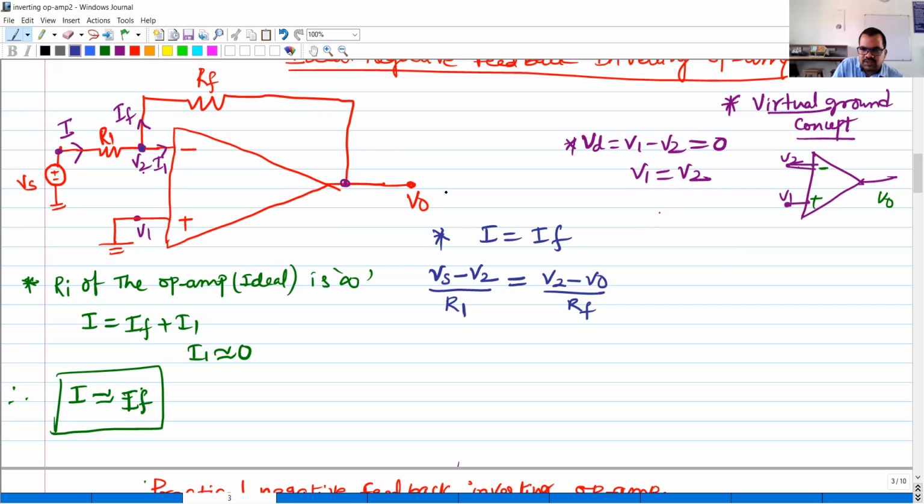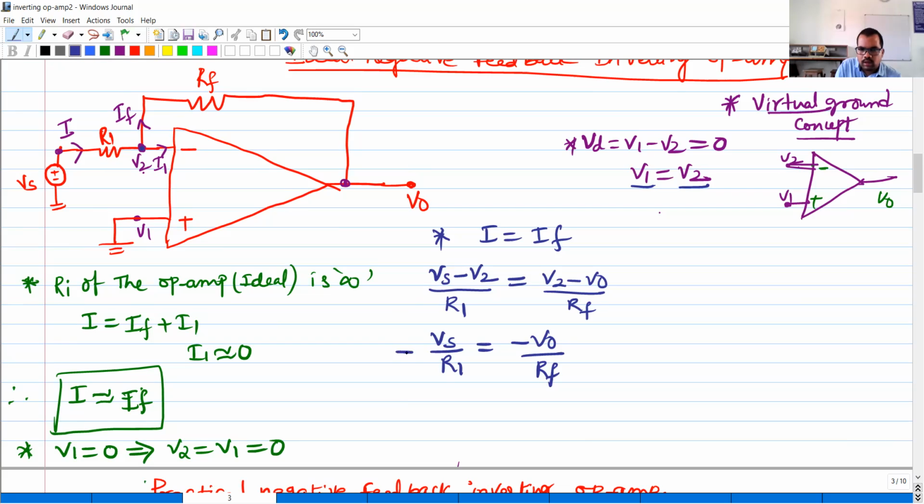Here, from the virtual concept figure, V1 is equal to V2. And what is V1 here? V1 is connected to ground. Due to the virtual concept, V2 is also equal to V1, that is equal to 0. So wherever the V2 value appears, I put 0. So here we are getting Vs by R1 is equal to 0 minus V0, so minus V0 by RF.